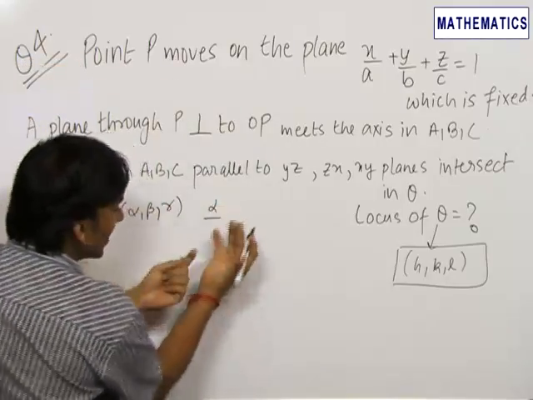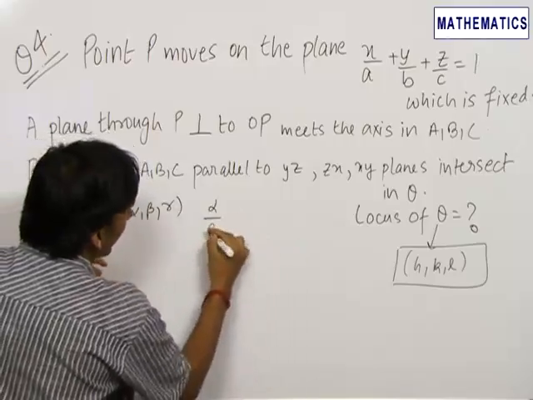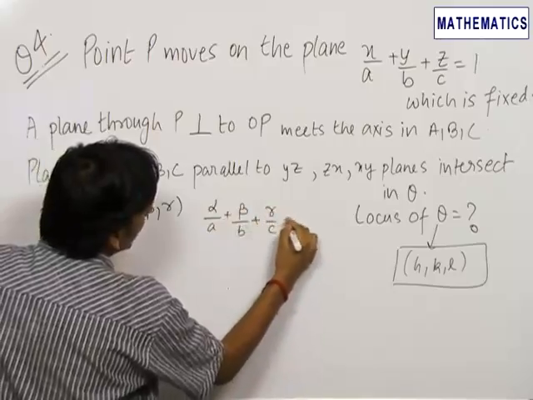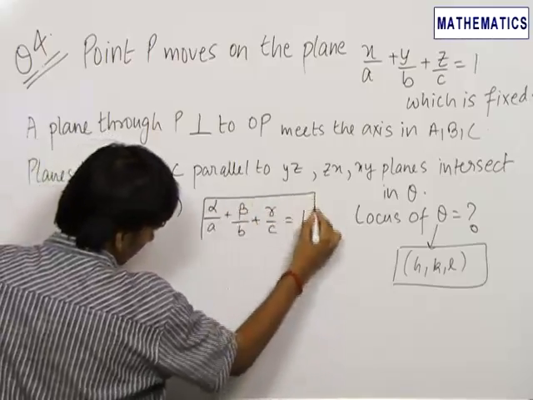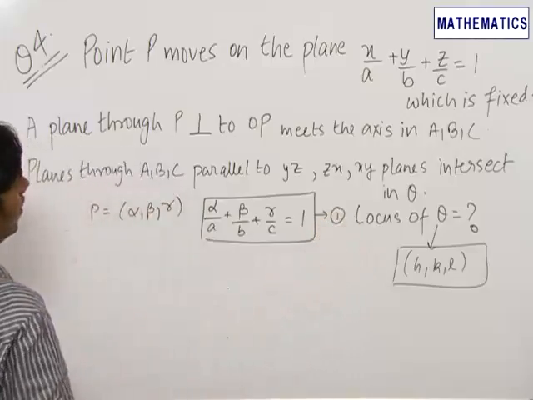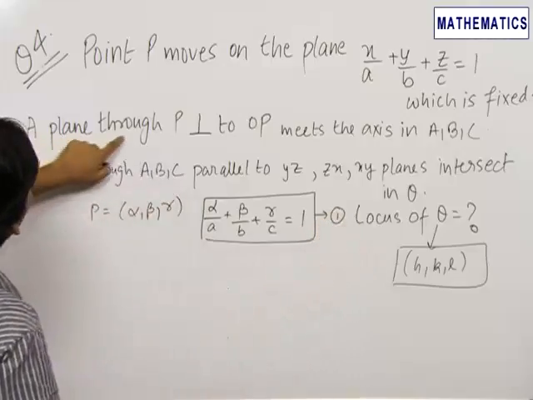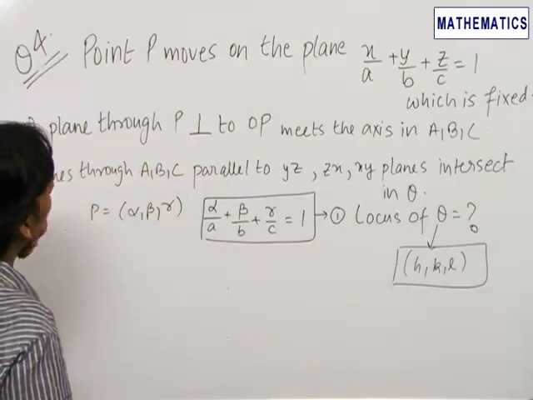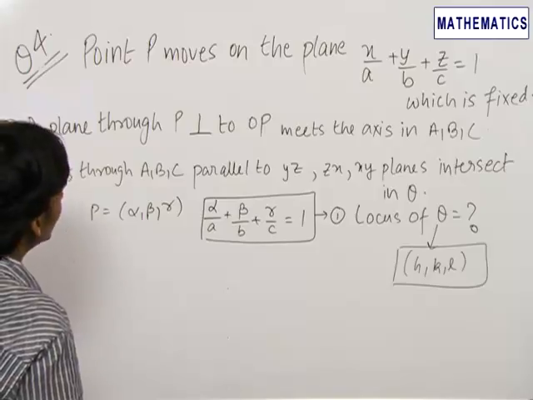Let us keep accumulating the information we are getting. Alpha upon a plus beta upon b plus gamma upon c is equal to 1. This is the first information that we have got. Now a plane through P which is perpendicular to OP meets the axis in A, B and C. So let us find the equation of this plane.